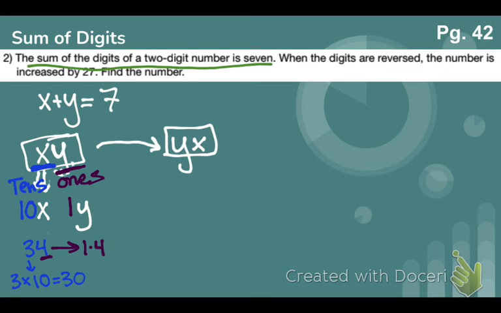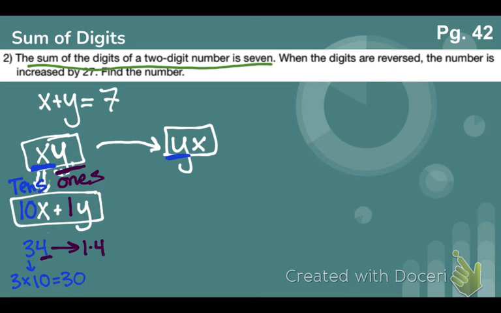Okay, and then we're talking about the sum of these two digits, x and y. So how do we connect 10x and 1y if we're talking about its sum? We add them. What does sum mean? Adding. Yeah. So this is going to be the same as our number xy, because x is in the tens place, and we add it to y in the ones place.